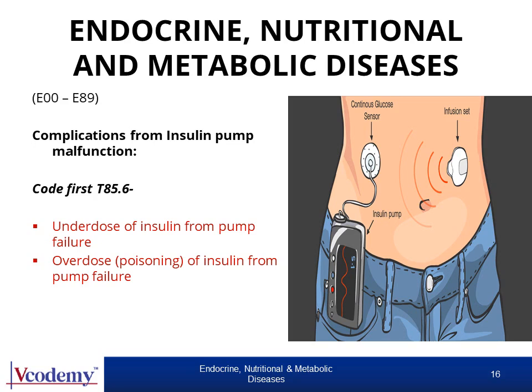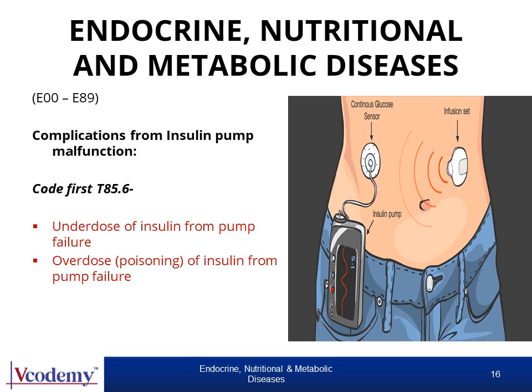So insulin pump failure, underdosing, is coded using the codes T85.6 followed by the code T38.3X6. That is a 7th character requirement for the T38 category. So you have to assign the 7th character based on the encounter. Read it and then pick the 7th character. So T85.6 followed by T38.